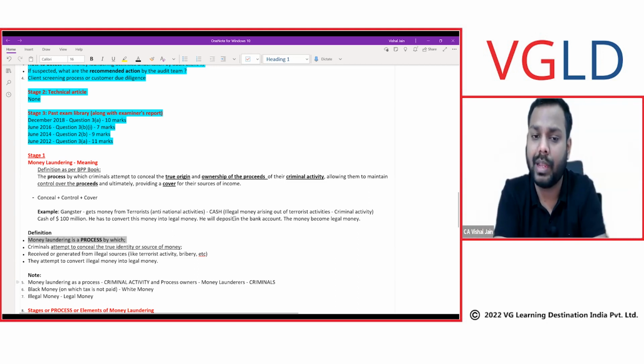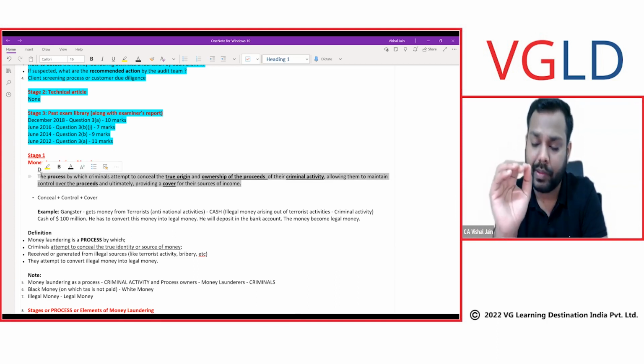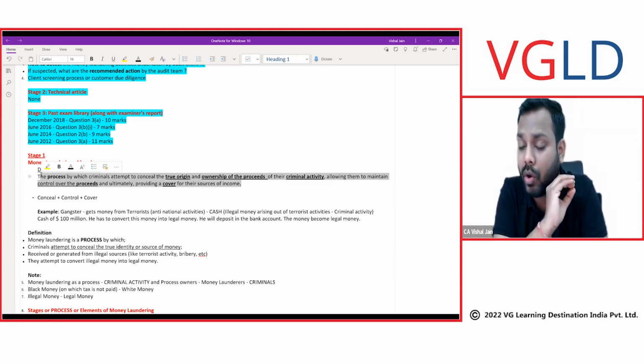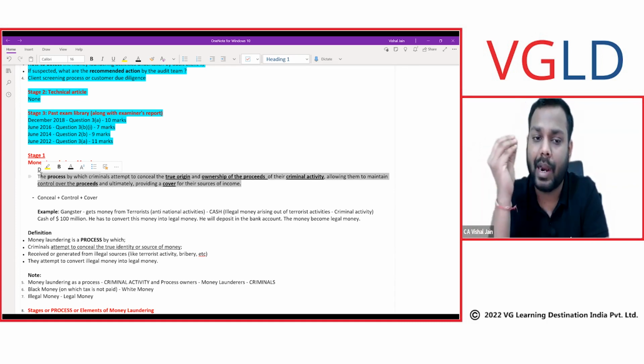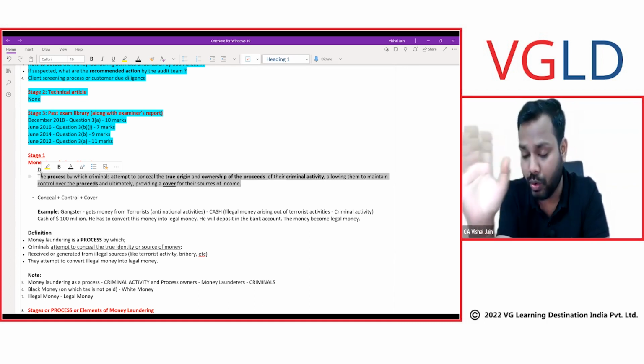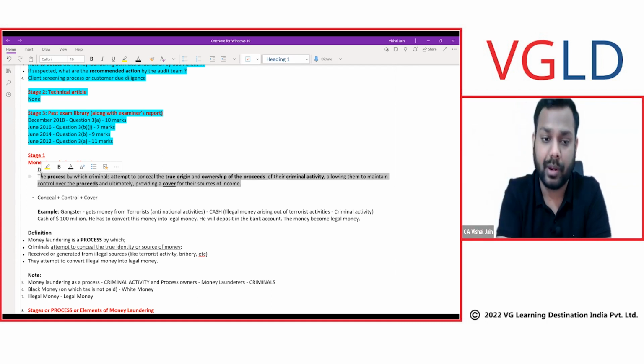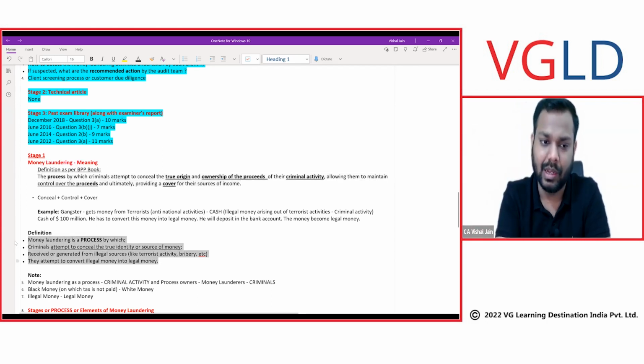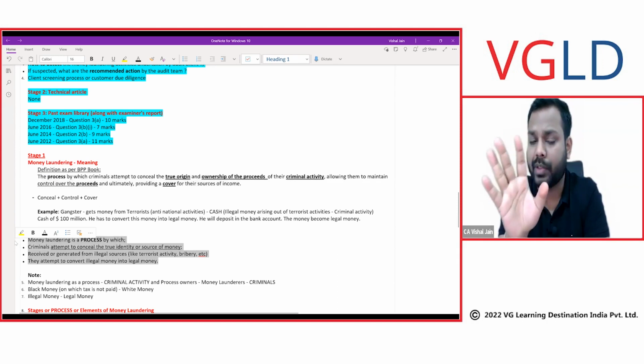Simple definition. See, it's not the case that in the exam when you're writing an answer on money laundering, you have to write this definition only. No, you can write the definition in your own words, and that's altogether accepted. That's not a challenge at all. It's not that you have to learn this definition by heart. No, not at all. Even if you write a simple definition like this, you'll get full marks for it.